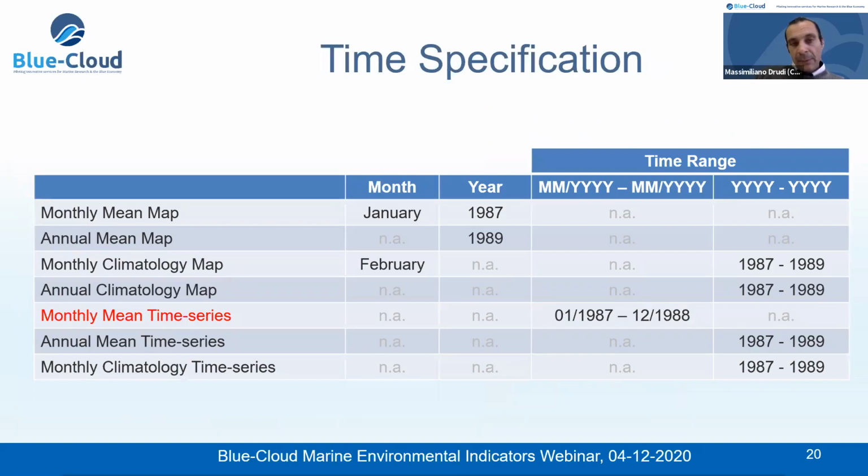There are different time specifications because it depends on the output type that is selected. For instance, for a monthly mean map, the interface will ask for a month and for a year, while for a monthly climatology time series, the interface will ask for a start year and an end year, and so on. For the other output types, there will be a specific time specification that the user has to provide.